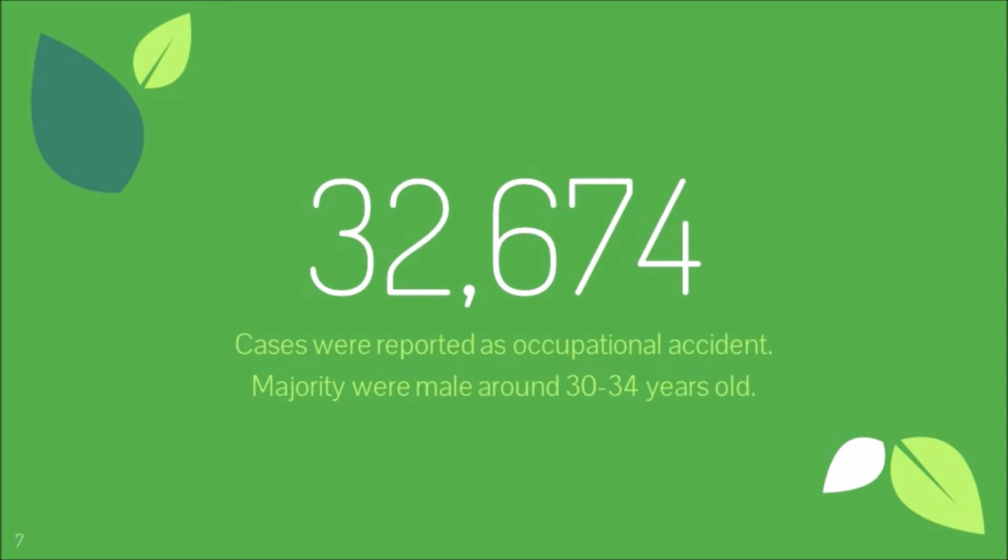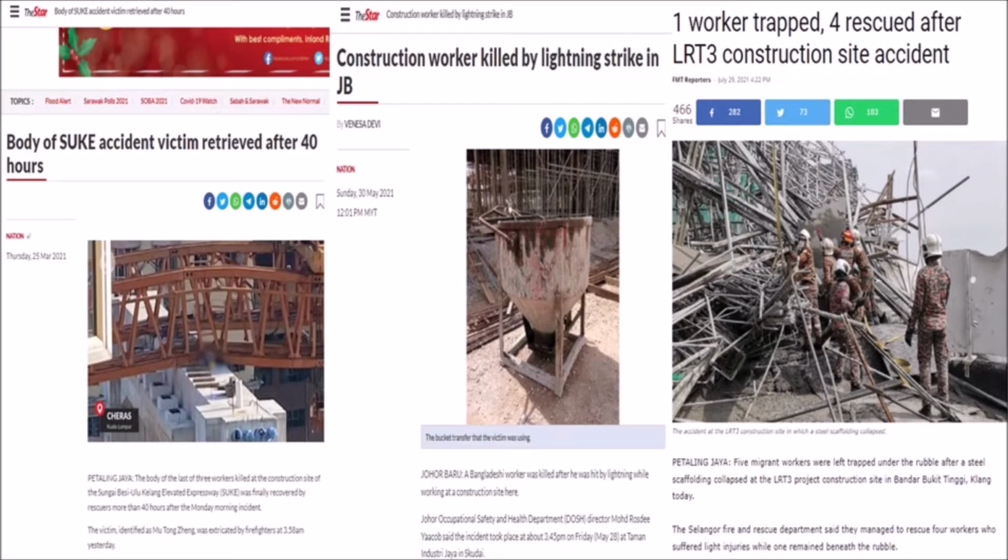According to the statistics in 2020 from the National Occupational body, 32,674 cases were reported as occupational accidents. The majority were male, around 30 to 34 years old. Many cases were reported and became a public concern, but all cases were under control and management by the ministry. That is why it is important to implement environmental health in every sector to minimize all the probabilities that can occur.